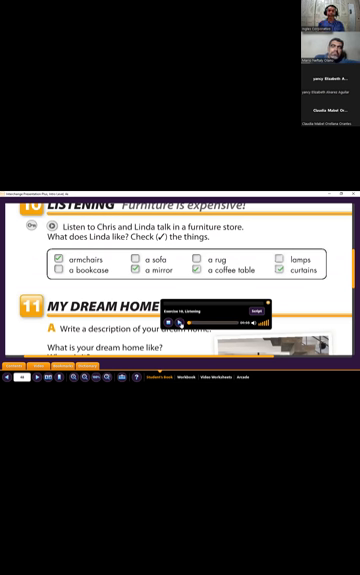Curtain, right? Yes. Perfect. What about mirror? Did they say mirror? No lo menciona. No, right? No. I'm kidding, right? Okay, good. That's it, right?